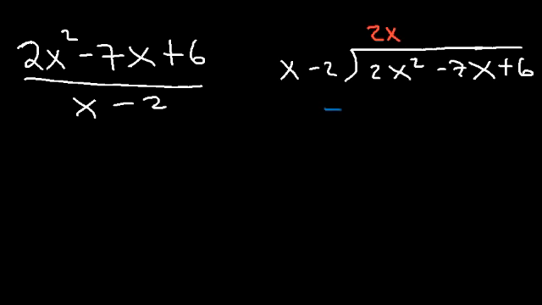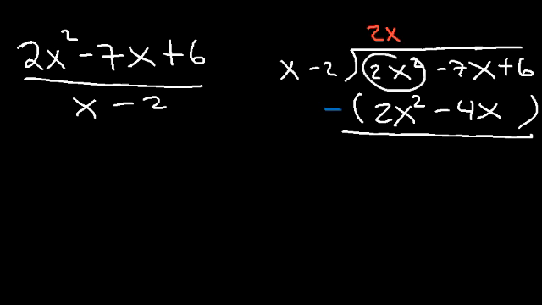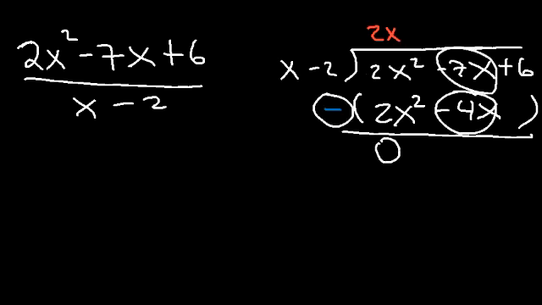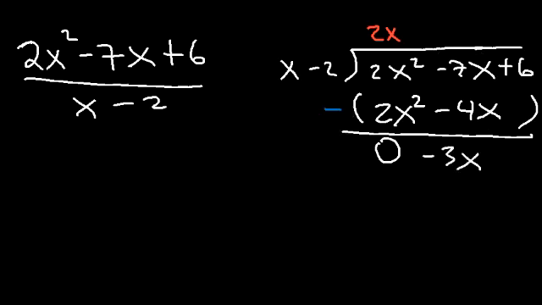So now let's multiply. 2x times x is 2x squared. 2x times negative 2 is negative 4x. And now we're going to subtract. 2x squared minus 2x squared is 0. They cancel. Negative 7x minus negative 4x, which is the same as negative 7x plus 4x, is negative 3x. And 6 minus nothing, or 6 minus 0, is simply 6. So we can bring the 6 down.